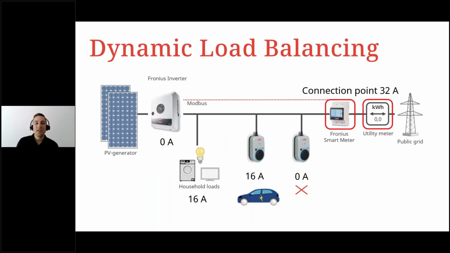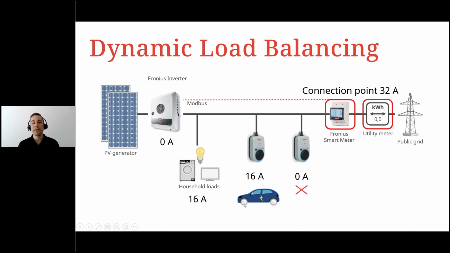Okay, so now let's have a look at how the dynamic load balancing is actually working. Let's assume in our first example we have a household connection point of 32 amps. We have our public grid on the right-hand side, our utility meter, and directly after the utility meter we have our Fronius smart meter. The Fronius smart meter is tracking the amperage flow, so the power of the overall system and the energy flows. With a household connection of 32 amps, we have, for example, a household load which is at the moment 16 amps.